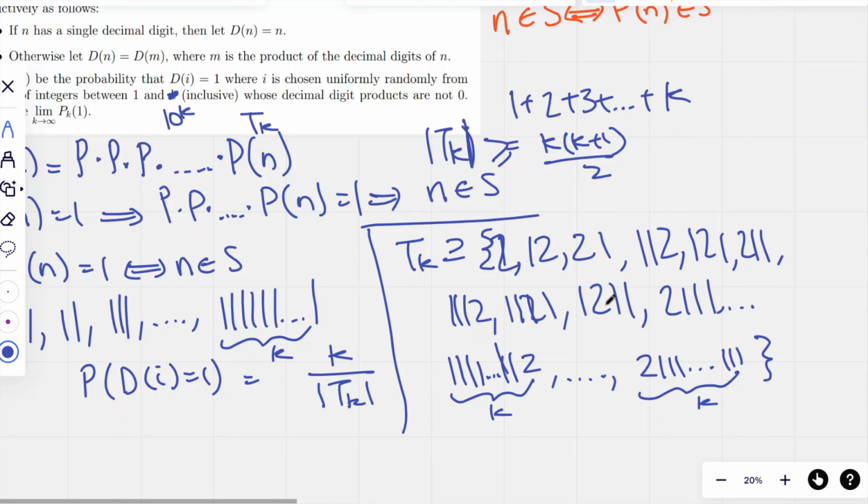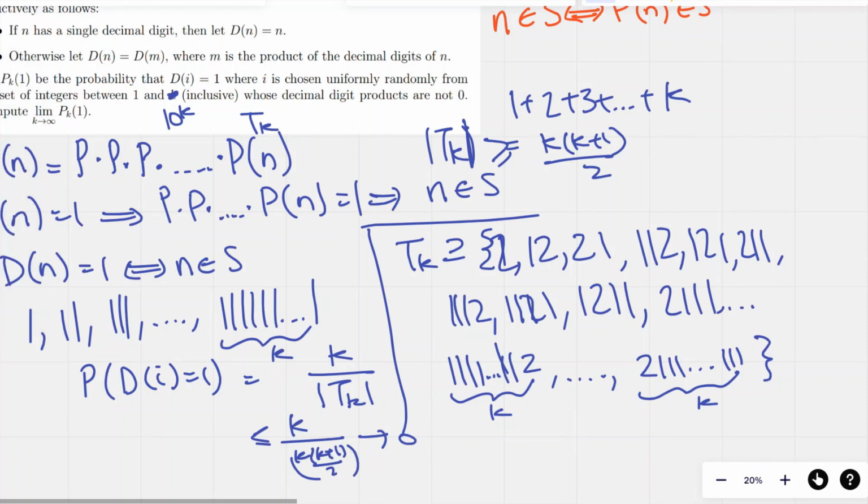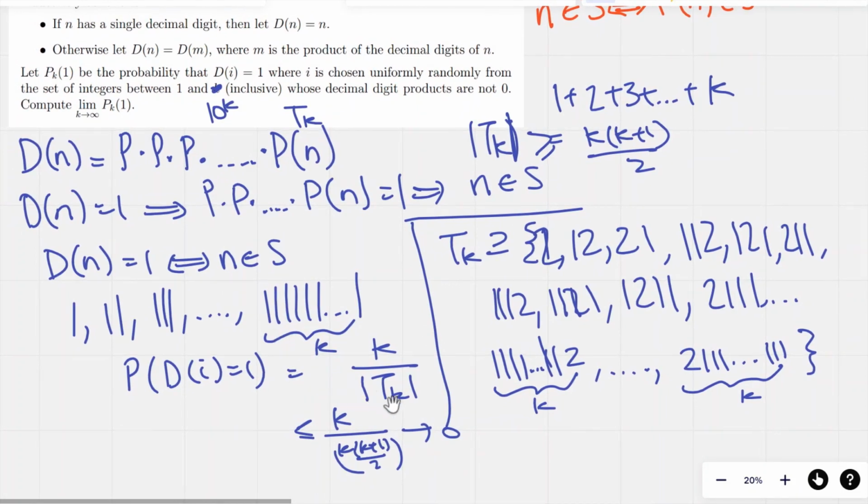In fact, it's not too difficult to prove that T_k must be much bigger than this number, but for the purposes of this problem, that's all we need, that T_k is at least k times k plus 1 over 2. Because now I can plug that in here and say this probability is less than or equal to k divided by k times k plus 1 over 2, and this number tends to 0 as k tends to infinity. So the probability that D of I is 1 tends to 0 as k tends to infinity, and therefore P_k of 1 tends to 0 as k tends to infinity, and that solves our problem.